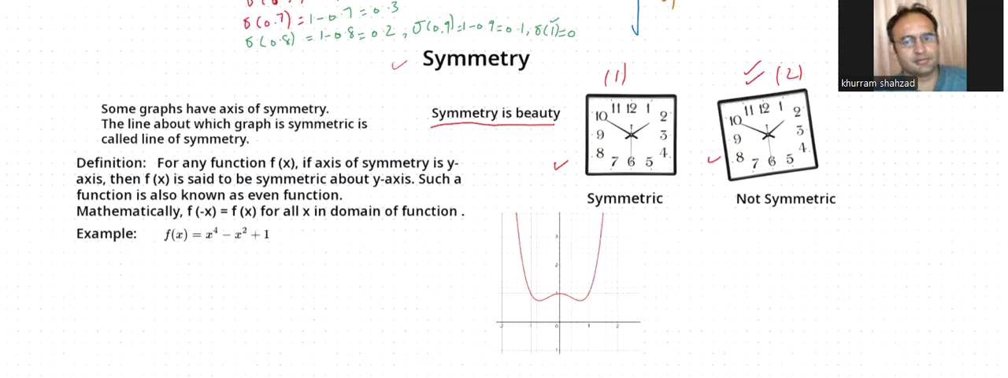Now, from the mathematical point of view, some graphs have axes of symmetry. It means that some graphs are symmetric. The line about which the graph is symmetric is called the line of symmetry. So this is the definition.